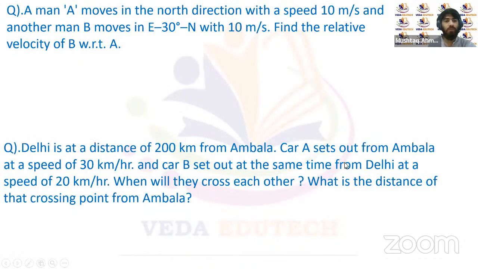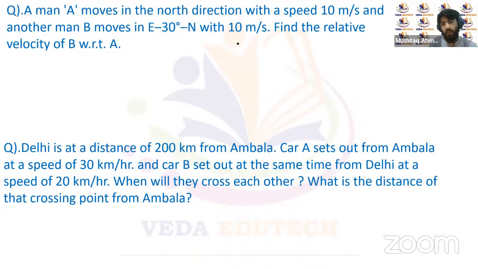So let's move on to the next question. A man A moves in the north direction with a speed of 10 meter per second, and another man B moves in east 30 degree of north. Find the relative velocity of B with respect to A.